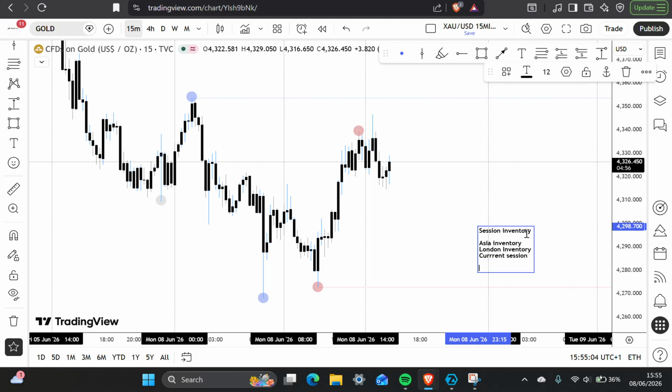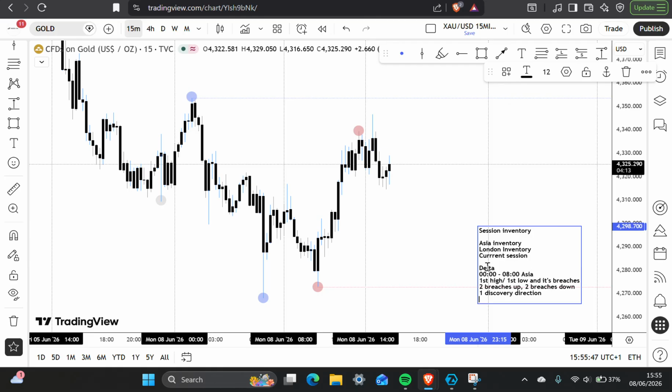Okay, so in order to understand inventory, you need to understand delta. In order to understand delta, you need to be able to read from 12 to 8, which is Asia. You need to be able to read first high, first low, and its breaches. There are going to be two breaches up and two breaches down. There's only going to be one discovery direction, and I'm going to break down all of this so it makes sense, because this is the foundation in understanding session inventory.